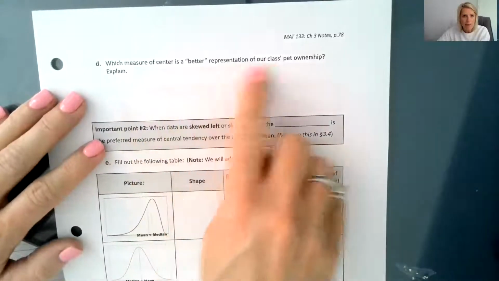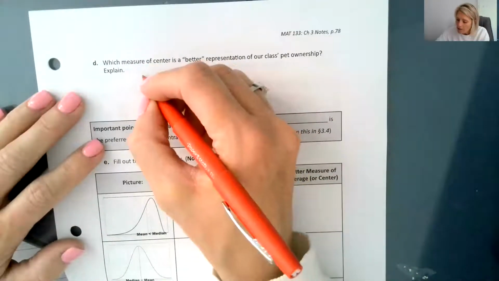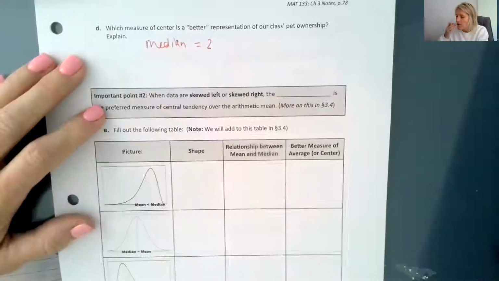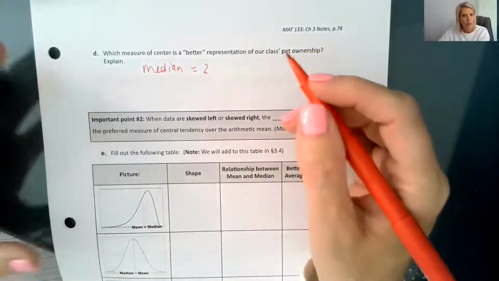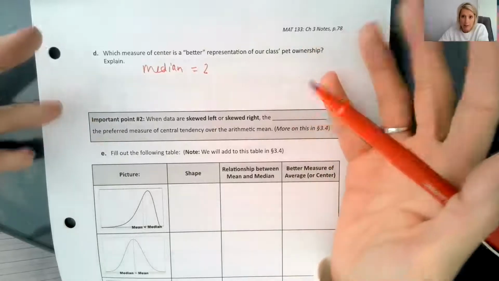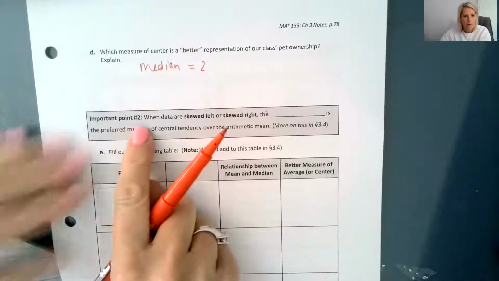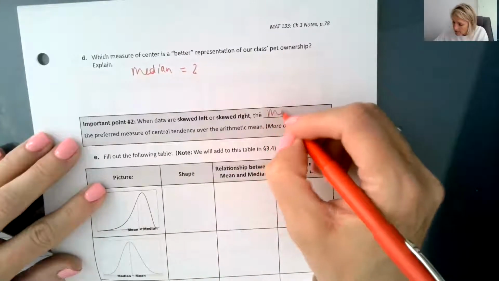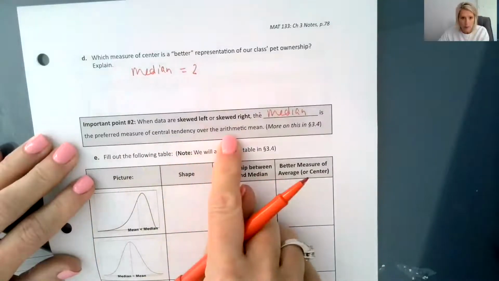Okay. So it says, which measure is a better representation of our class's pet ownership? So here I would say the median at 2. And the reason I chose that one instead of the 1 of the mode is because the mode doesn't take into account any of the other values besides the fact that it occurred the most. So I'd say the median is the best. So important point number 2 says, when data are skewed left or right, it doesn't matter which, the median is always the preferred measure of central tendency over the arithmetic mean.